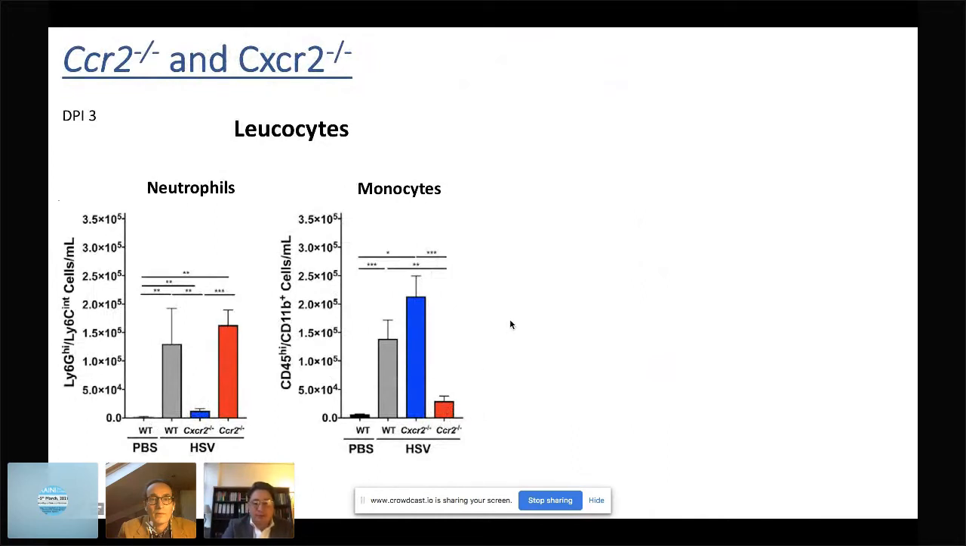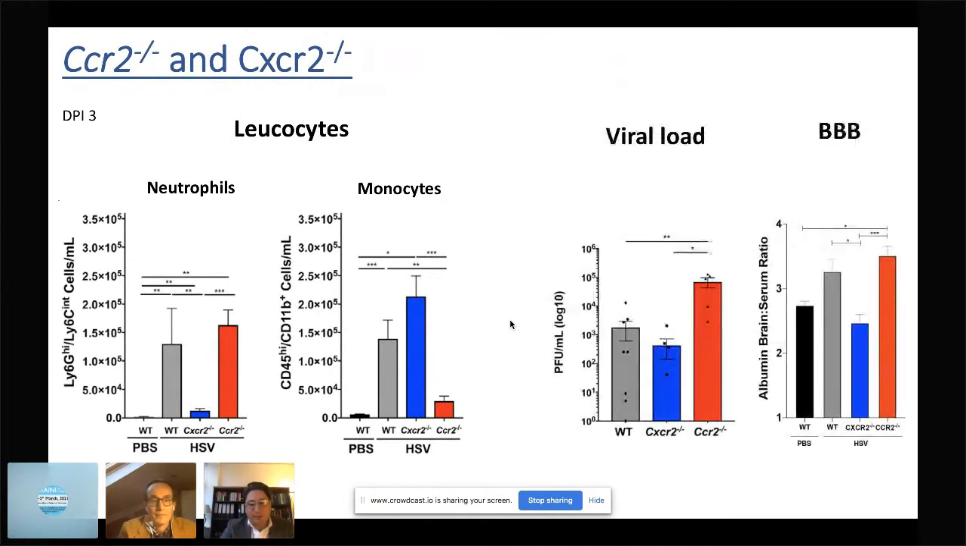What does that mean for viral control and for the integrity of the blood-brain barrier? Well, there was no significant difference between wild types and CXCR2s, but the CCR2 knockout mice lacking monocytes had increased levels of propagating virus within their brain, despite treatment with acyclovir. And the blood-brain barrier integrity, as measured by the brain to serum albumin ratio, was reduced in the CXCR2 knockout mice. So it looks that CXCR2 might have a role for neutrophil migration, and it might have a role perhaps in what's happening at the level of the blood-brain barrier.